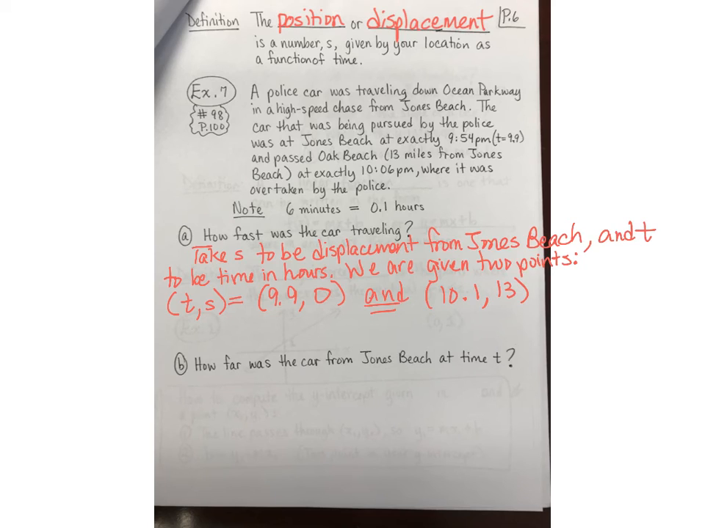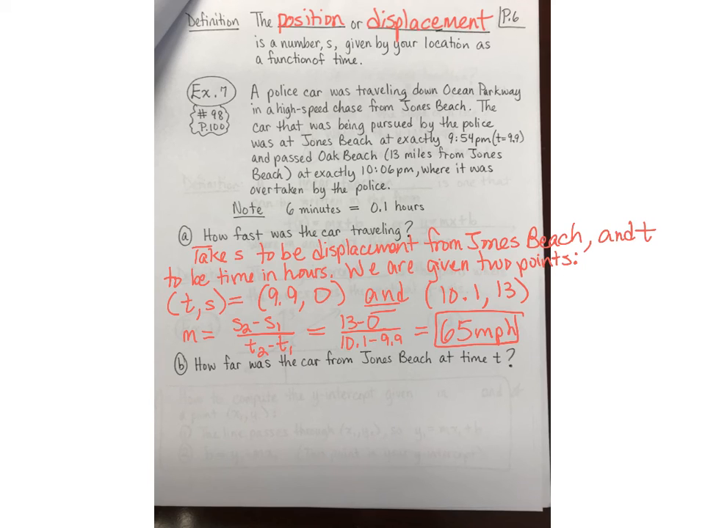So the speed, which equals the magnitude of the slope, is given by S sub 2 minus S sub 1 over T sub 2 minus T sub 1. So your change in displacement over your change in time, which is 13 minus 0 divided by 10.1 minus 9.9. That's equal to 65 miles per hour. That's how fast the car was traveling.